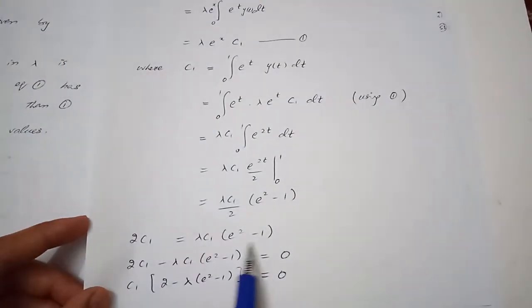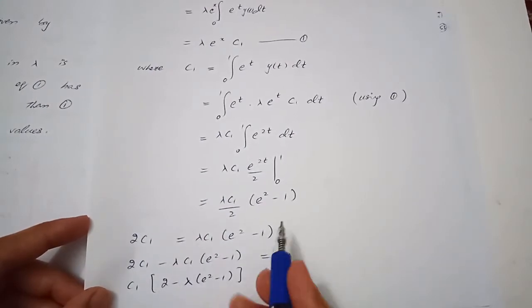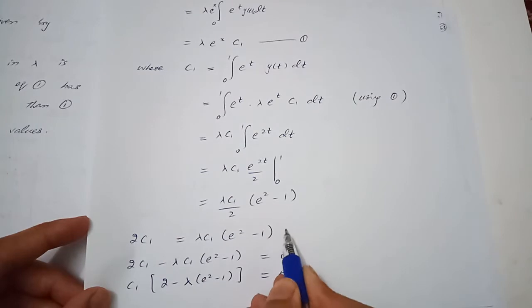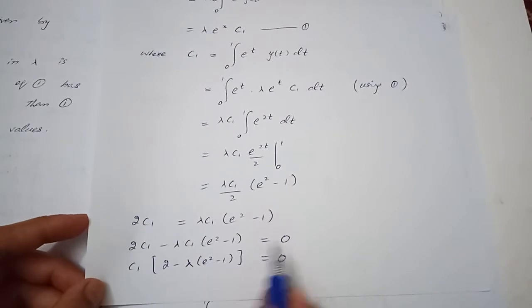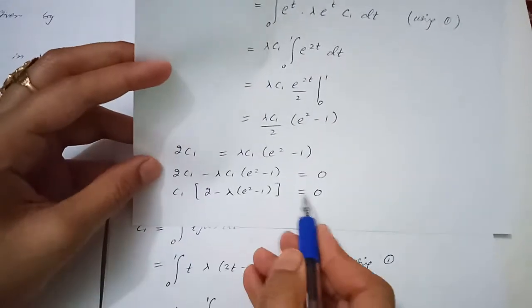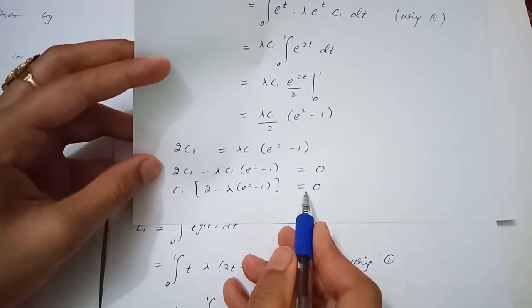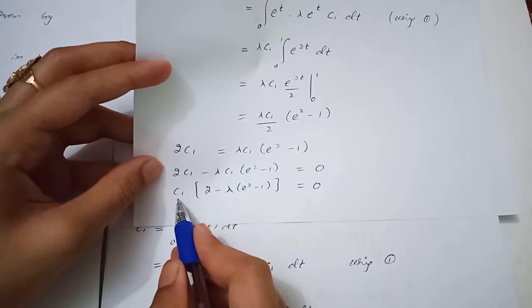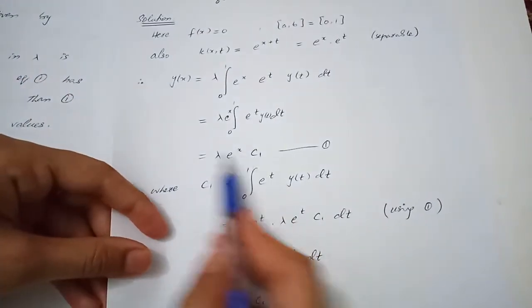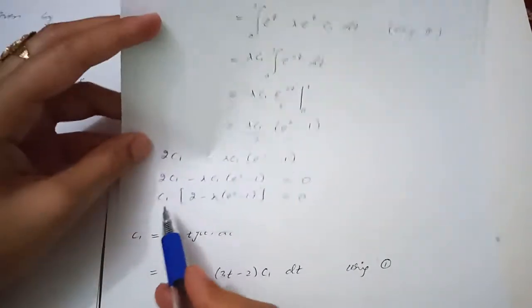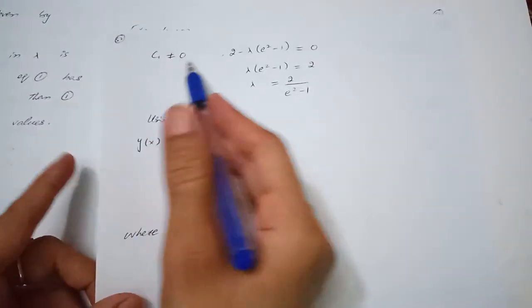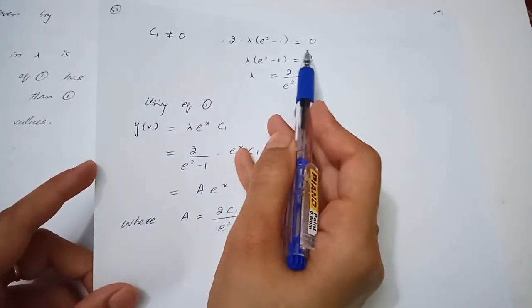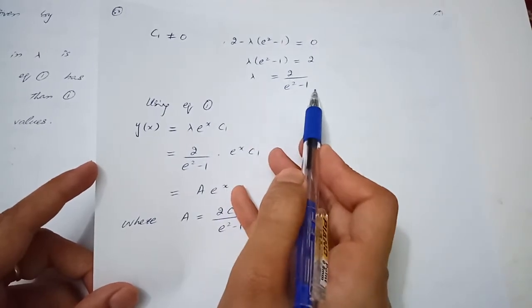Multiply 2 on both sides, you will get this equation. And then you can see that this is plus with 0. So you can subtract it on the left side and you will be left with 0 on the right side. Take the c1 common, you got this equation. After getting it, you can see that the product is 0. Product is 0 means you know that c1 cannot be 0. c1 is this thing. If you make it 0, it means y of x is 0. So c1 cannot be 0. It means this bracket is going to be 0. So you will write c1 is not 0, so 2 minus lambda (e squared minus 1) is 0. It means lambda equals 2 over e squared minus 1.